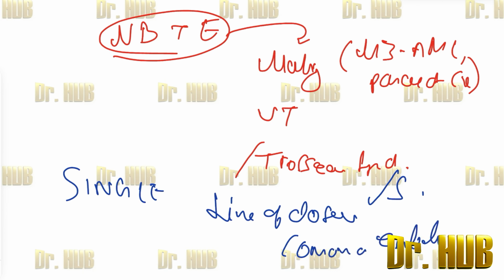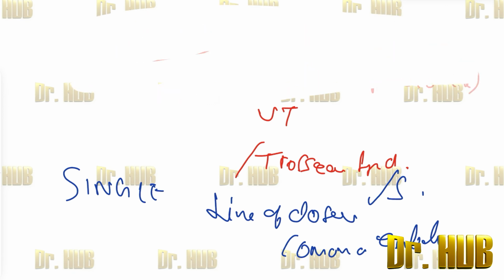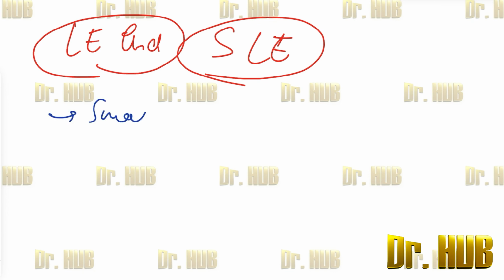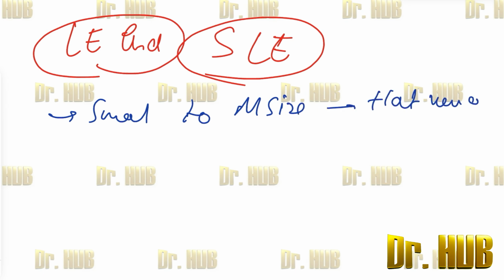Next we move on to the Libman-Sacks endocarditis, which we call LE endocarditis. It is seen in systemic lupus erythematosus, it being one of the major causes. So how are the vegetations? They are small to medium-sized, and they can be flat or verrucous.